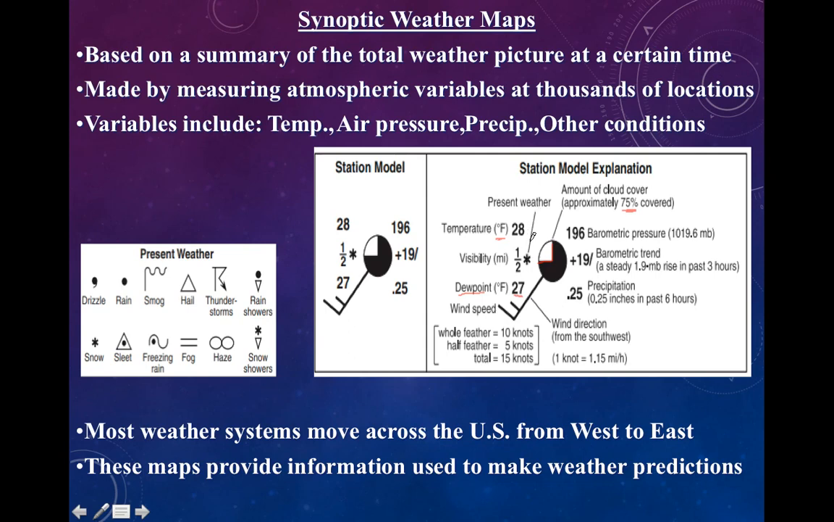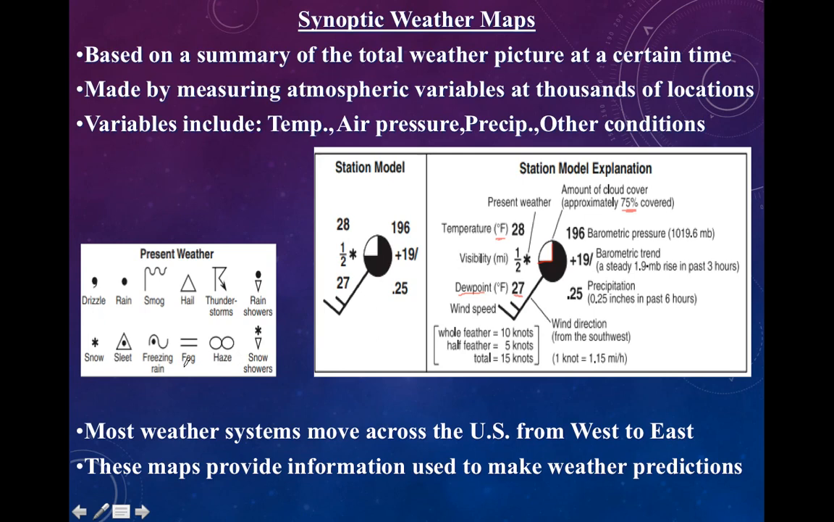Also, I do want to go back to the present weather. Here are the other symbols and what they stand for. So you're not always going to get snow there. If you had this little circle with a comma, that would be drizzle. Just your standard little dot, that would be rain. This is something called smog. The triangle is hail. This is thunderstorms, rain showers. I could keep going on and on.